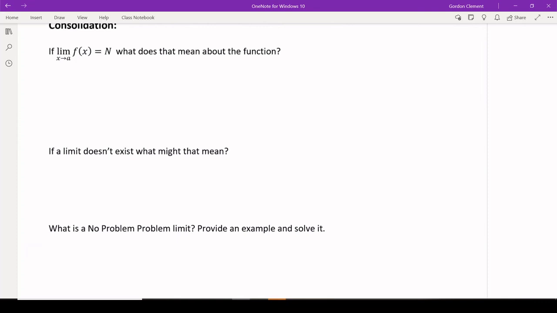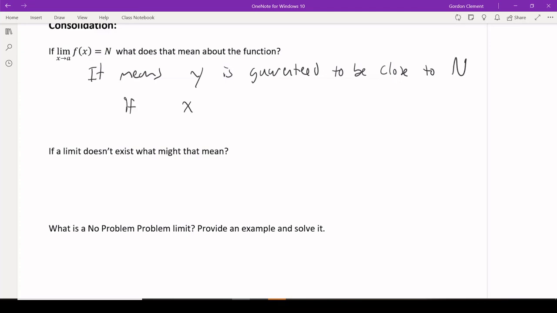What does it mean about the function? So if the limit as x approaches a of f of x equals n, what does that mean about the function? It means y is guaranteed to be close to n if x is close to a on either side. So that's just sort of restating that non-formal definition.